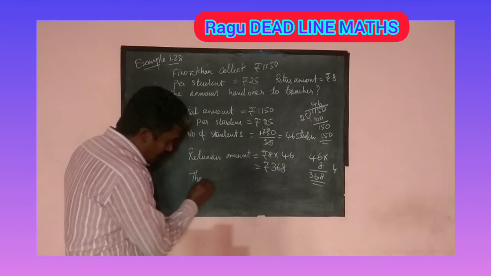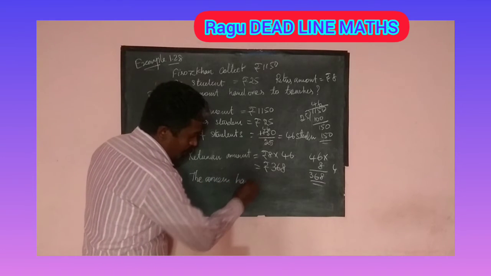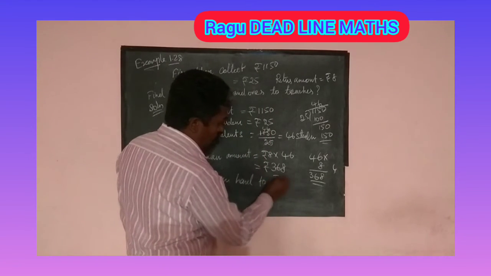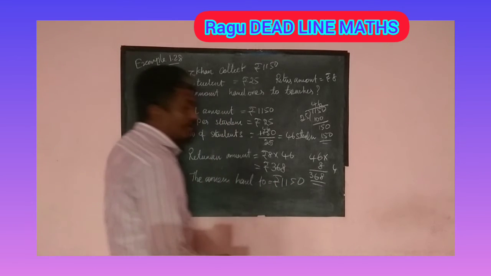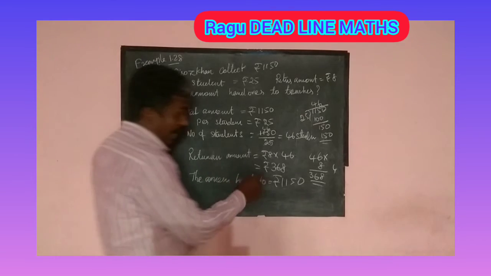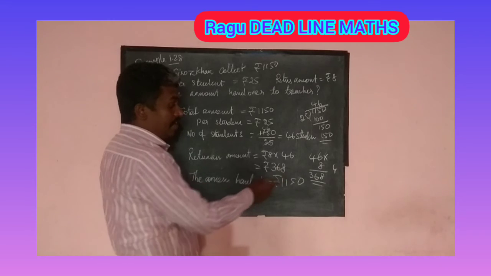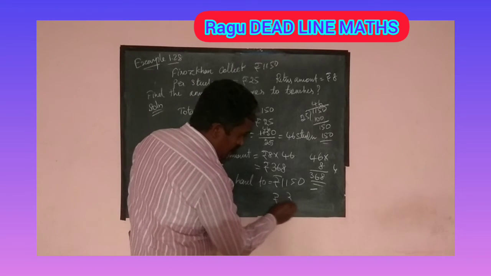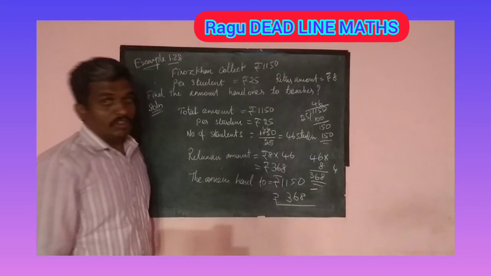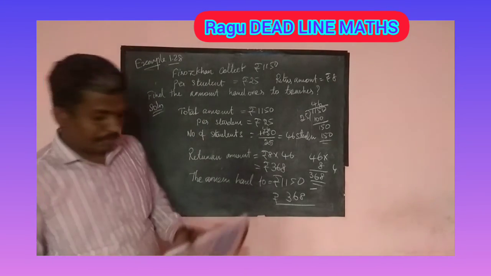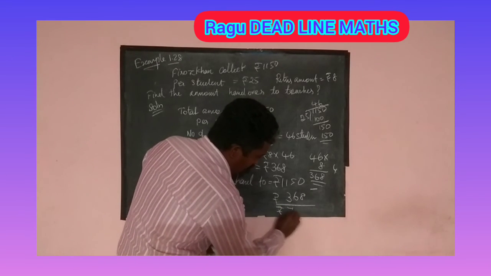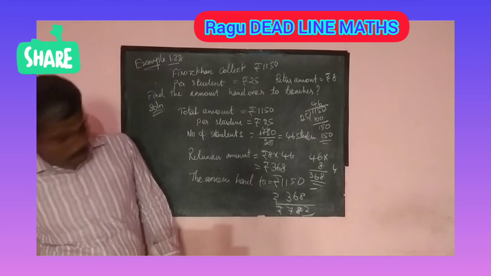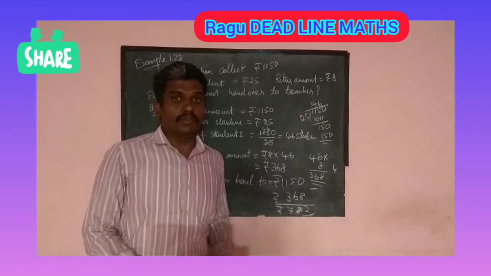So how to calculate the amount handed over to the class teacher? The total amount is rupees 1150. Then subtract the returned amount, 368. If you subtract, the answer is rupees 782. The 782 rupees he handed over to the class teacher. Do you understand? Okay, thank you.